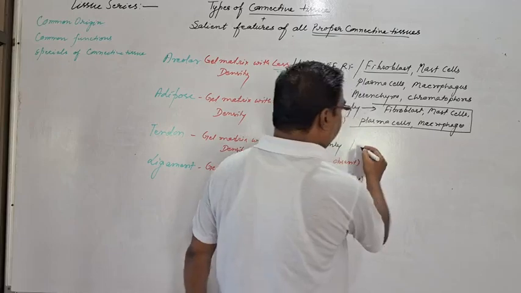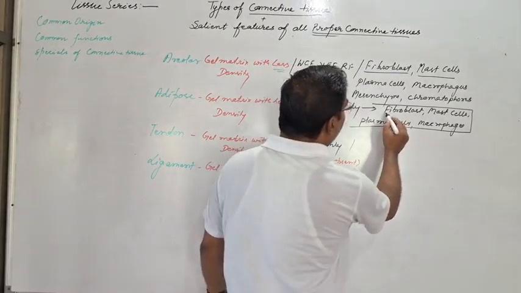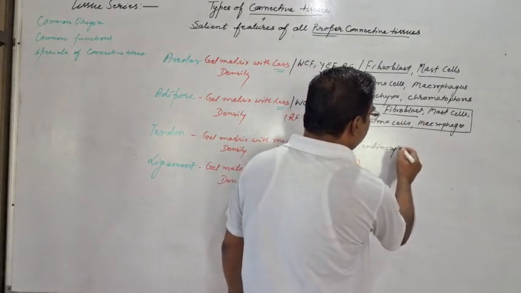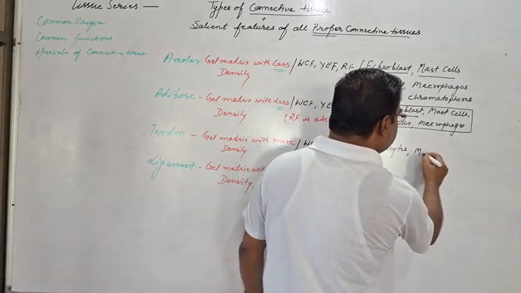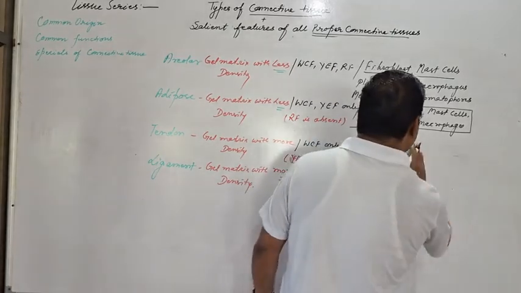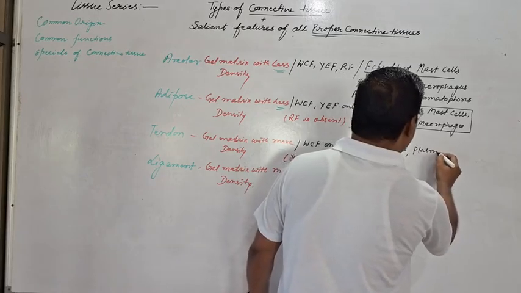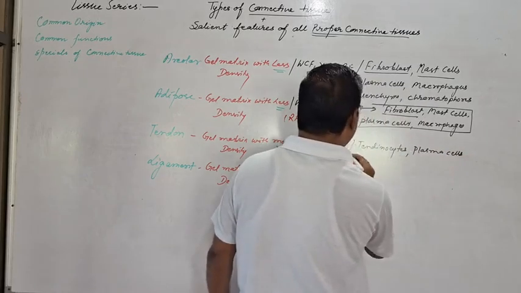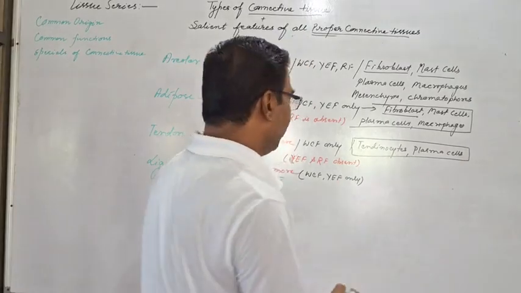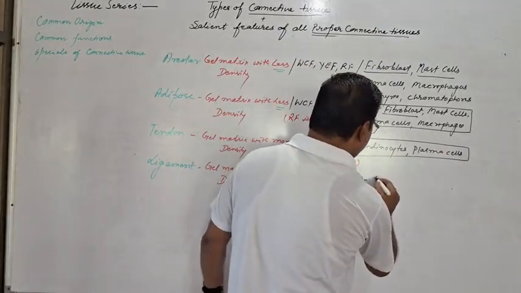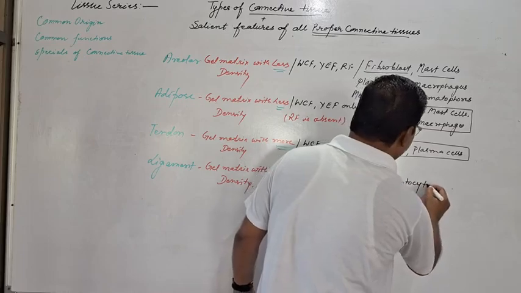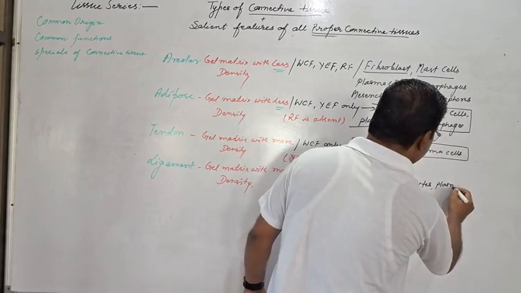Now in tendon, what will you find? The fibroblast itself is modified into tendinocytes. Mast cells are also present. No, sorry, mast cell is not present. Plasma cells are present. So only two types of specified cells you will get in tendon: tendinocytes and plasma cells. In ligament you will find ligamentocytes and plasma cells.